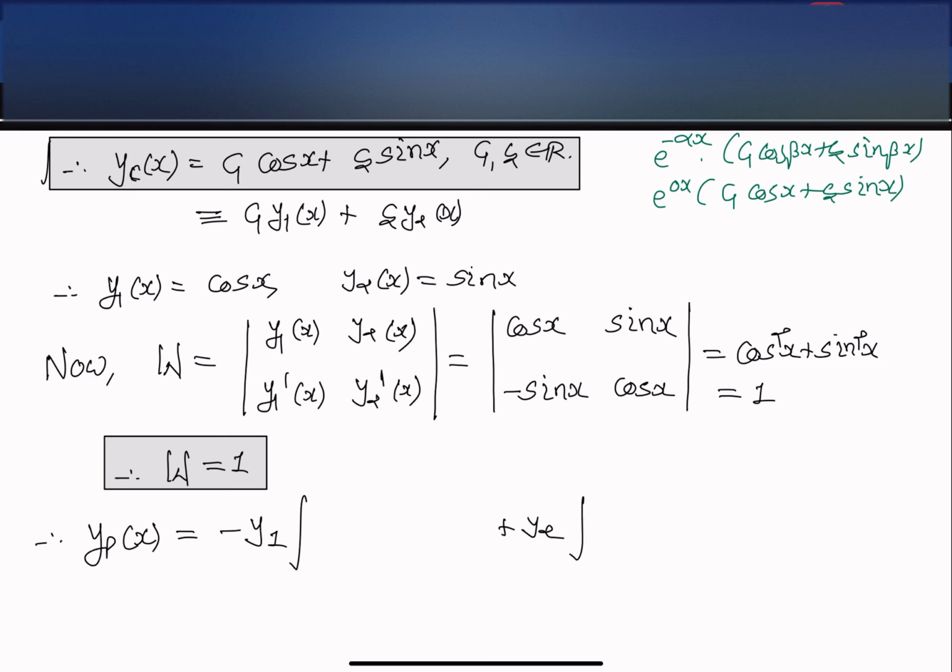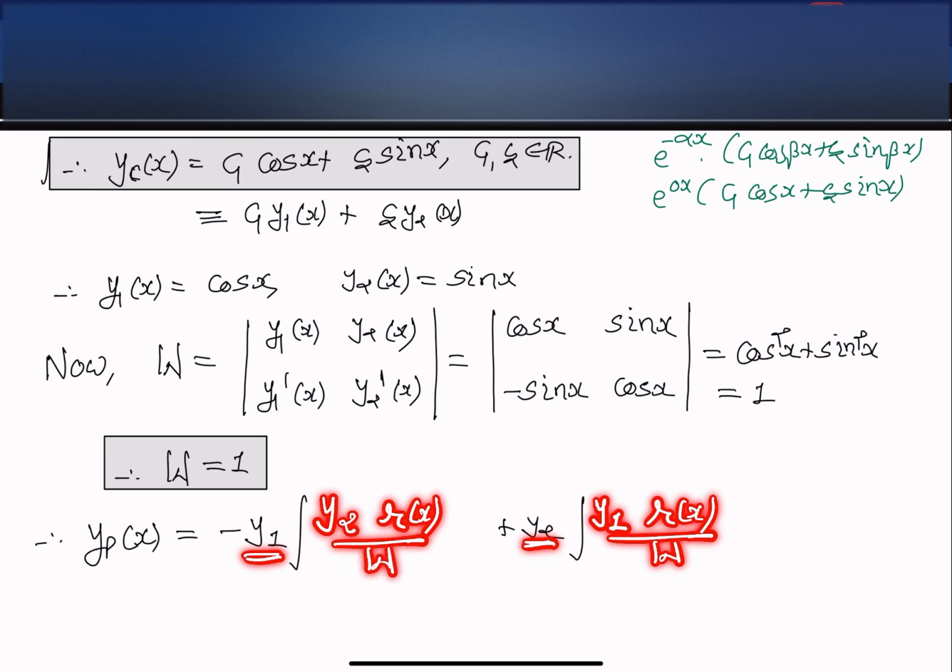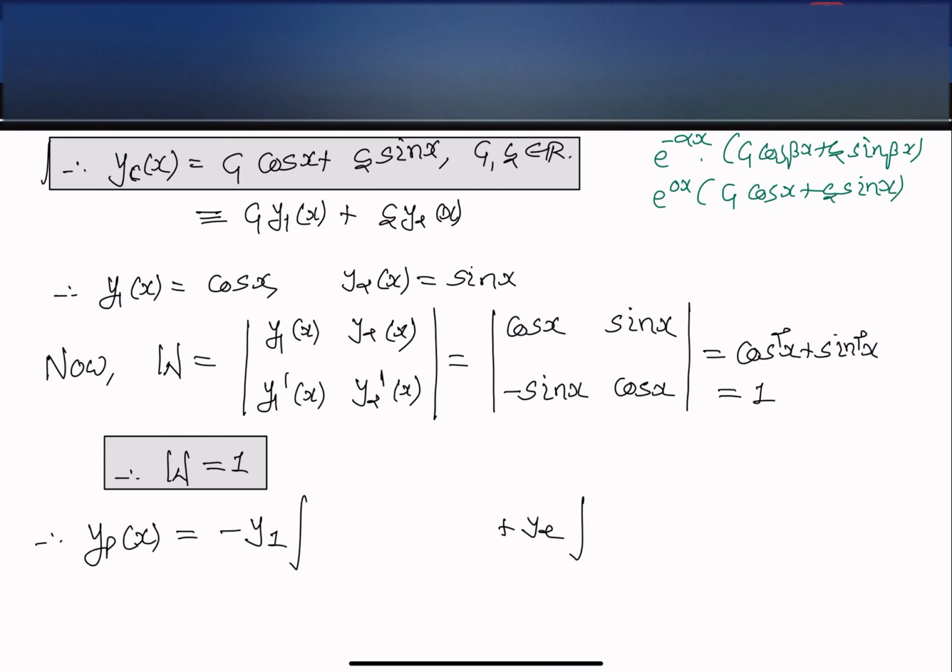This is y1, y2 is remaining. This is y2, y1 is remaining. Right hand side, and divide by Wronskian, dx. That's it. Clear? So let me write in this way: y2 into right hand side divide by Wronskian, y1 right hand side divide by Wronskian.